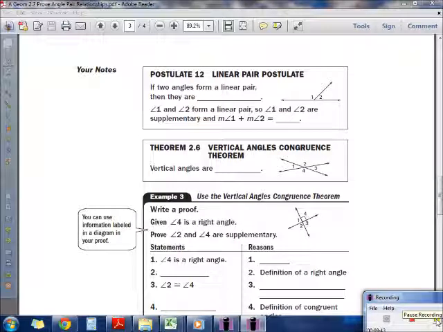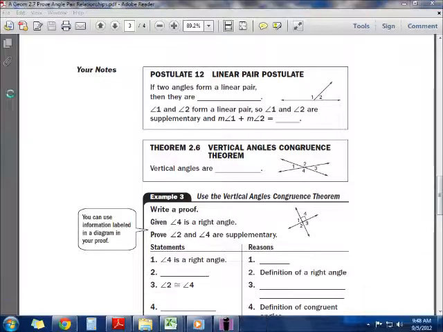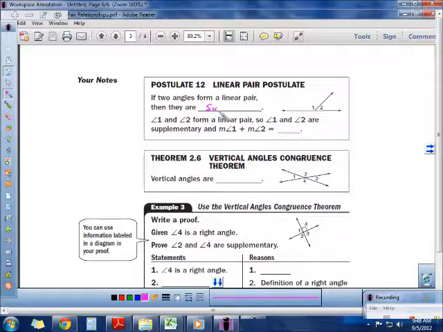On these postulates, it says if two angles form a linear pair, then they are supplementary. Good job. Then they are supplementary. What does supplementary mean? They add to 180. Also, it says 1 and 2 form a linear pair, so 1 and 2 are supplementary. So angle 1 plus angle 2 adds up to 180. So we already said that.